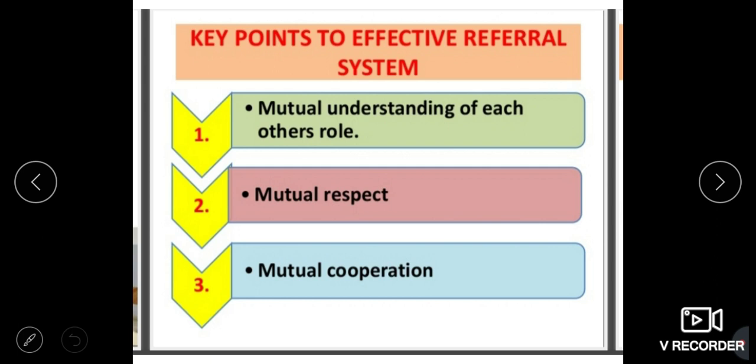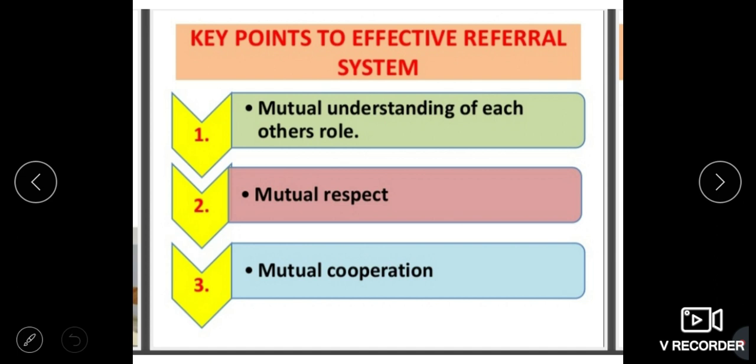Mutual understanding of each other's role. One thing we should remember, whenever we are referring from one center to another center, we should make sure that the service will be available there, and that the hospital team is also ready to accept this patient. Without knowing all these things, we won't refer the patient from one center to another. There are too many cases like that. If we refer a patient from one center to another and they won't accept, then that patient will be transported from that system to another. So such cases are there. We should be alert that care is available.